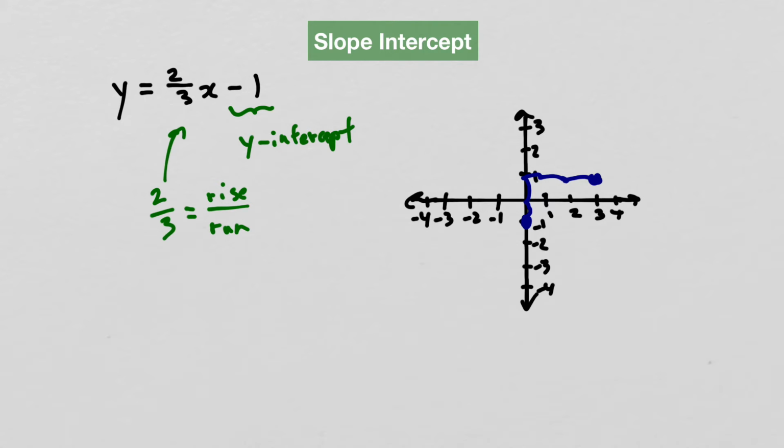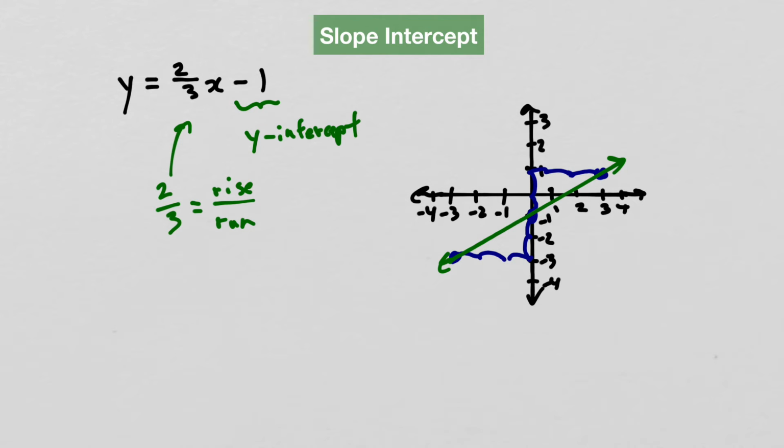Okay, and then the opposite is true. We're going to drop 2 positions, 1, 2, and then run to the left 3 positions, 1, 2, 3. Okay, and when we connect the dots, it will look like this. And there we have it.